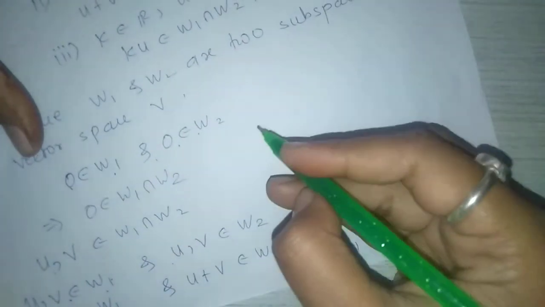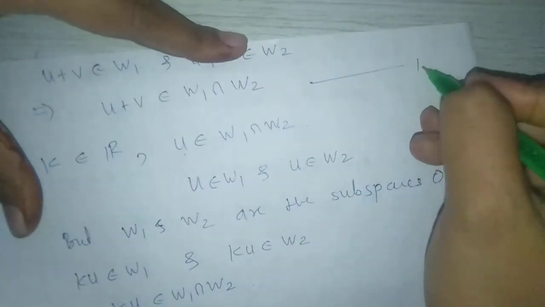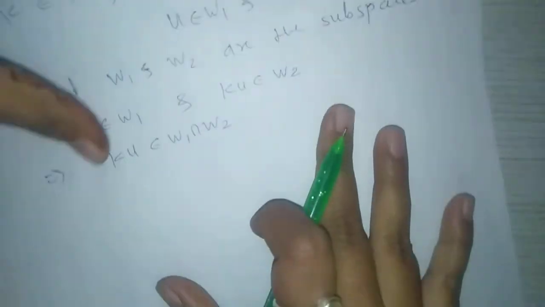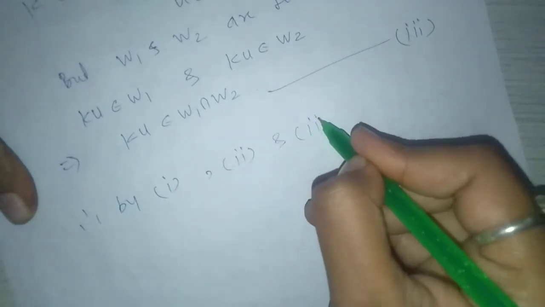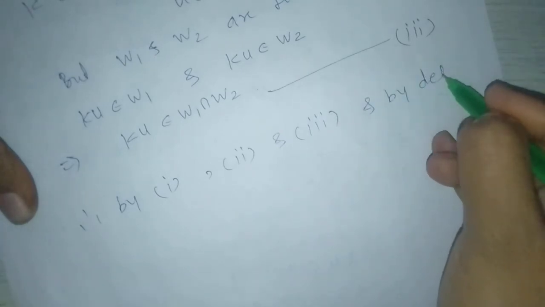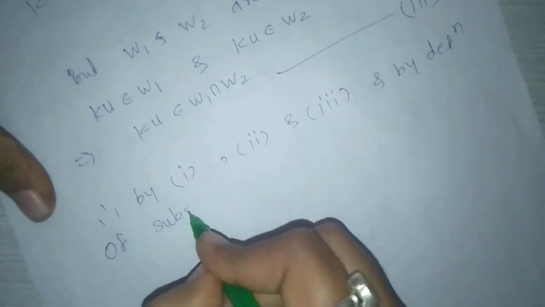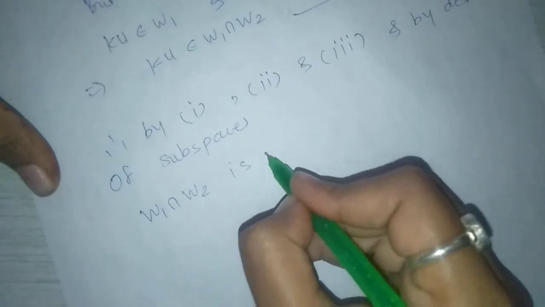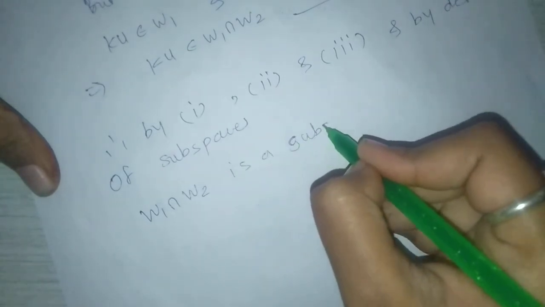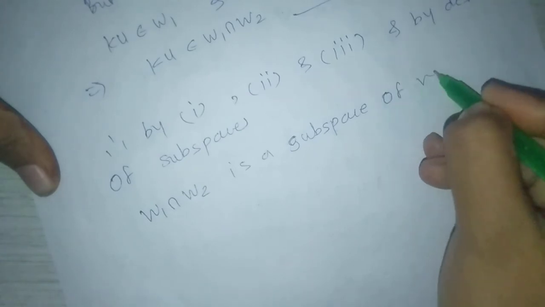Here give this as equation number 1, this as equation number 2, and this as equation number 3. Therefore, by 1, 2 and 3 and by definition of subspace, W1 intersection W2 is a subspace of vector space V. Here we stop.